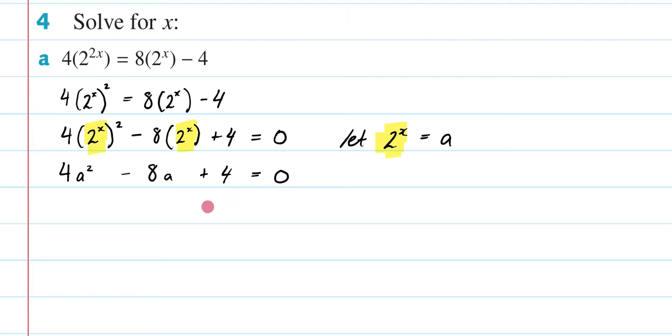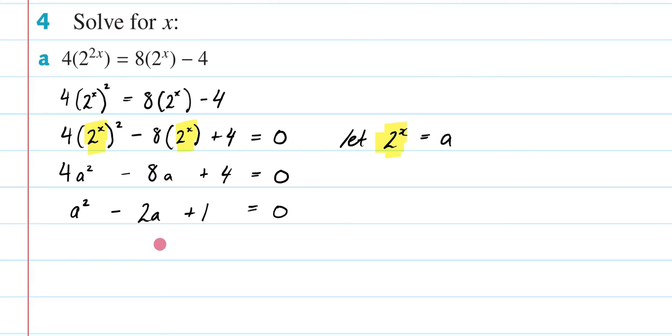I now can treat this like a quadratic. Before I do that, actually, let's take out our common factor. Our common factor here would be 4. So I'm going to divide everything by 4. So that's going to become a squared. This is going to become 2a, and this is going to become plus 1, and this isn't going to change. It's going to remain 0. I then am going to factorize.